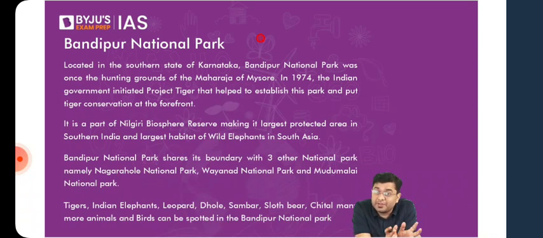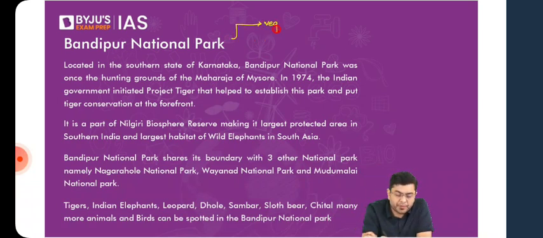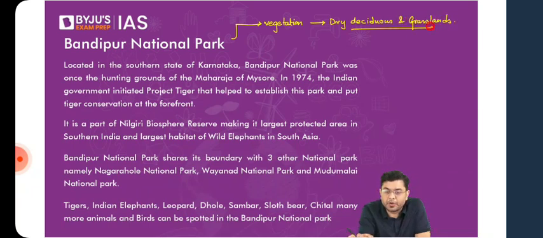Now, this Bandipur has got a variation of vegetation, from the kind of grassland in certain areas. It would also have a kind of deciduous forest, dry deciduous, and grassland is something which dominates in this particular region. So when you talk about the vegetation, you will come across dry deciduous and grasslands. That is something that you find in significant quantity here. Located in the southern state of Karnataka, it was once the hunting ground for the Maharaja of Mysore.